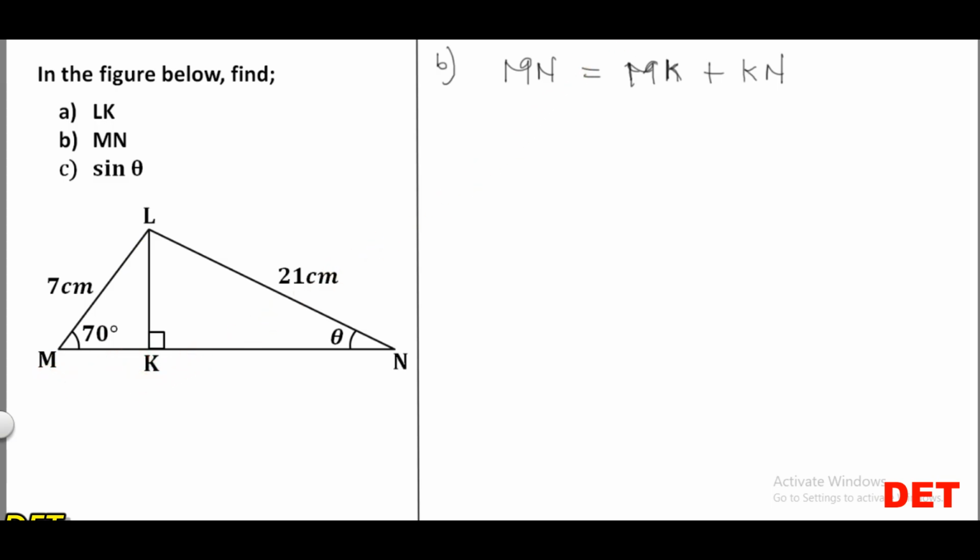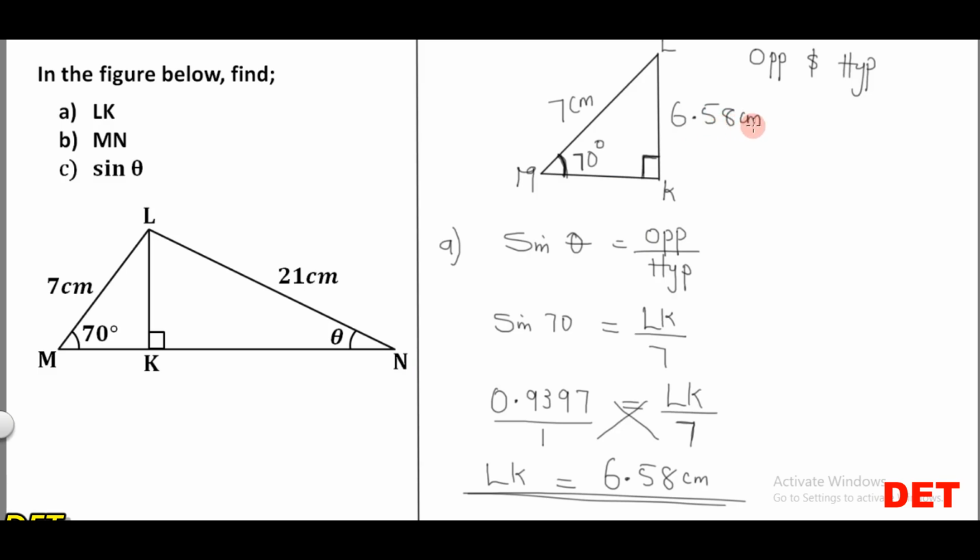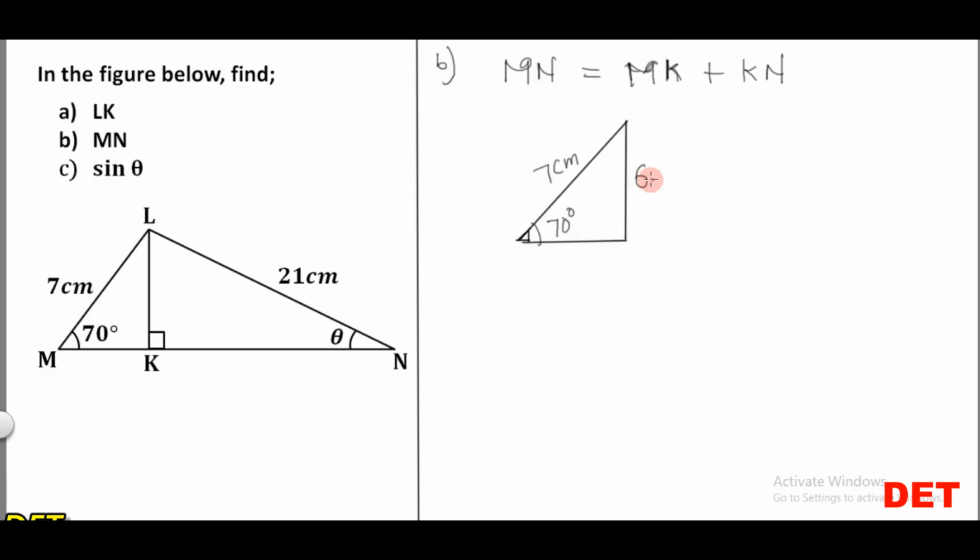So let's first of all draw this first triangle that is here. So the triangle that I have there is like this. Okay. So here I have 70 degrees. Here I have 7 centimeters. Here we've calculated it and we calculated it to be what? 6.58 centimeters. Alright, so here is 6.58 centimeters. This is my M, this is my L, and this is my what? K.